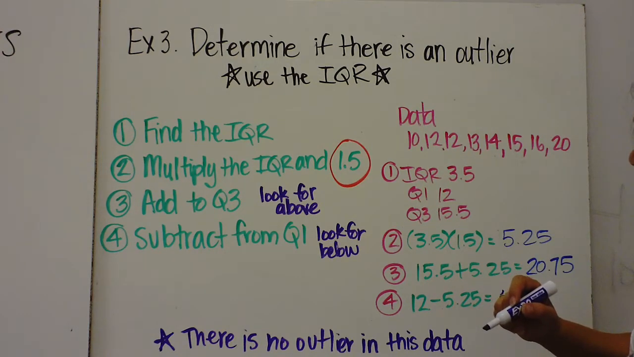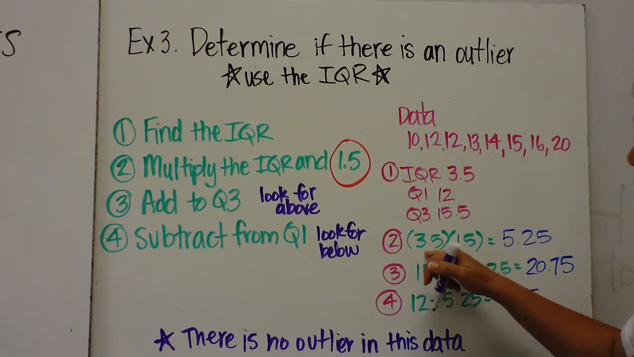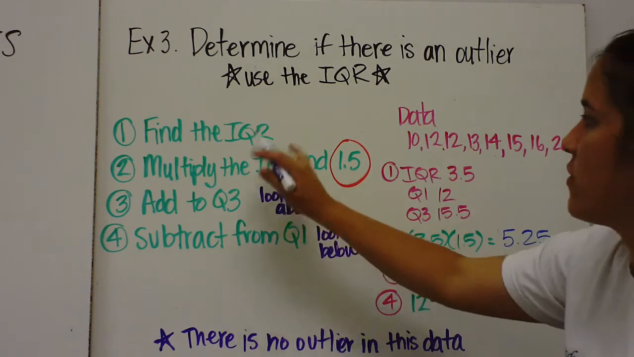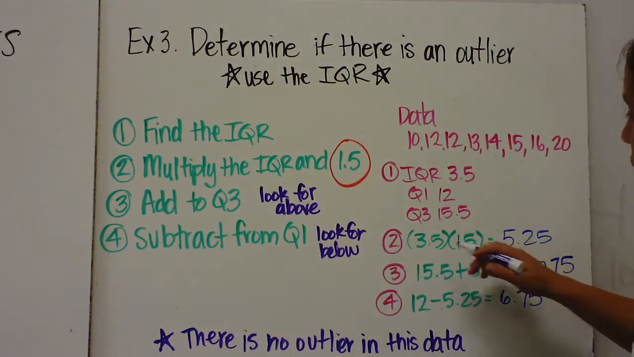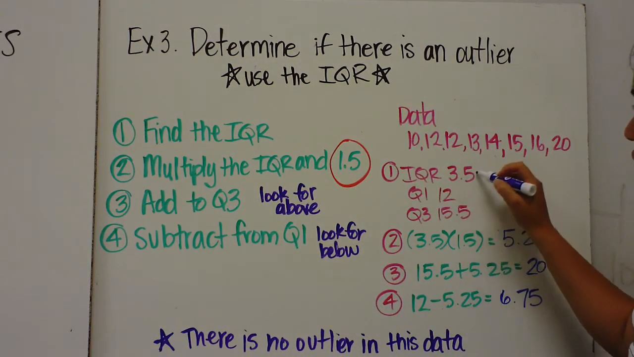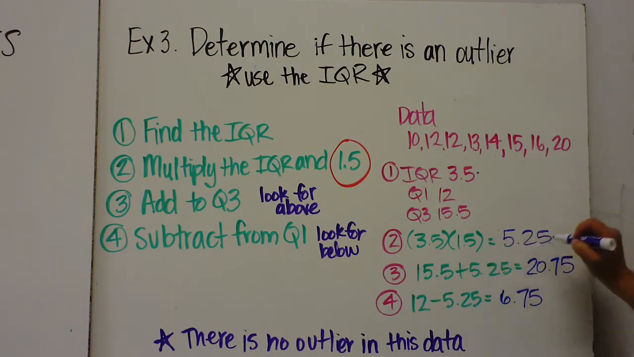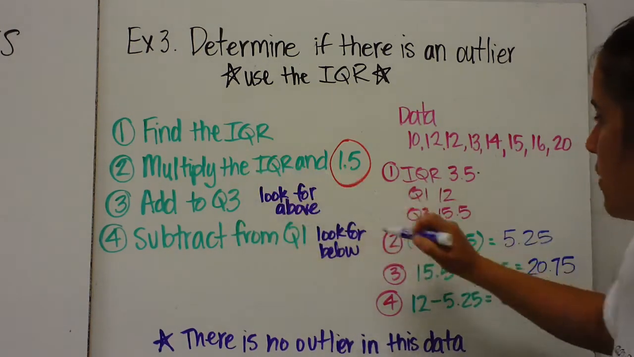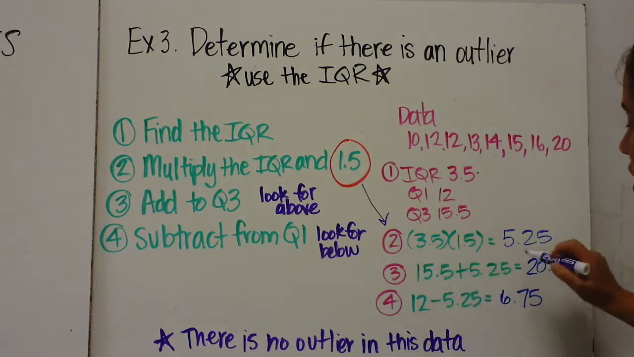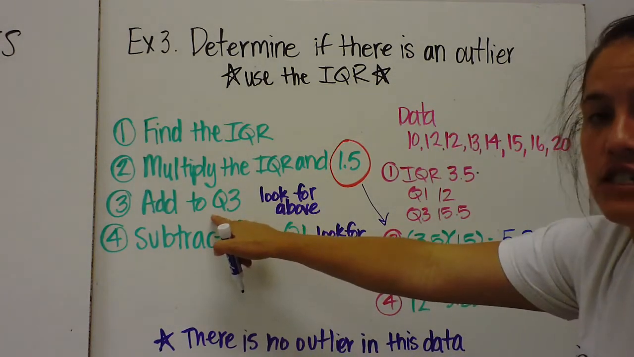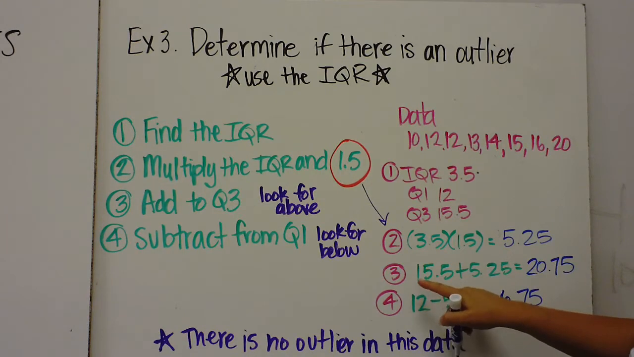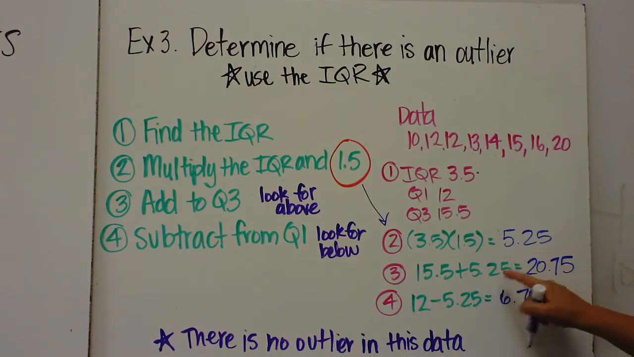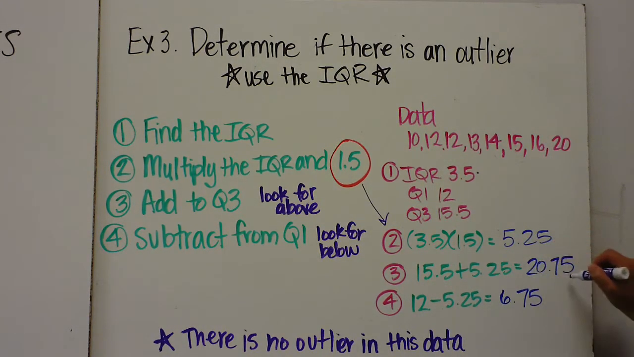Then we are going to multiply, so we found the IQR, then we're going to multiply it by 1.5. When you multiply the IQR times 1.5, we get 5.25. So that's step 2 right here. Step 3 is we add it to quartile 3. So whatever quartile 3 is, 15.5. So 15.5 plus 5.25 is 20.75.